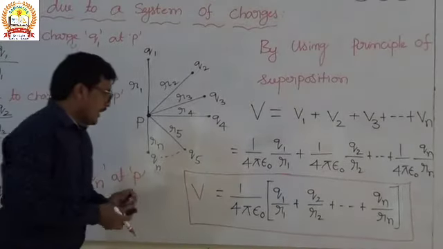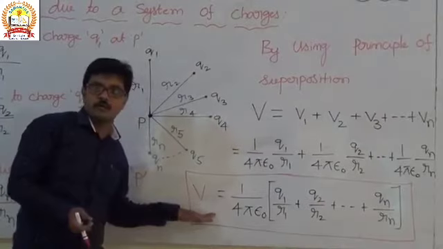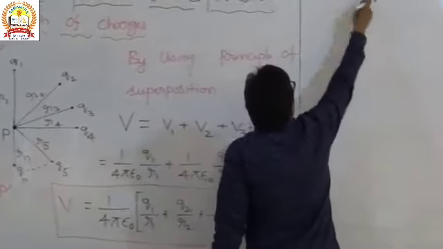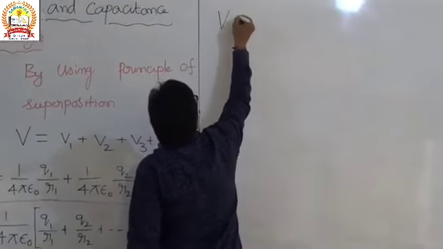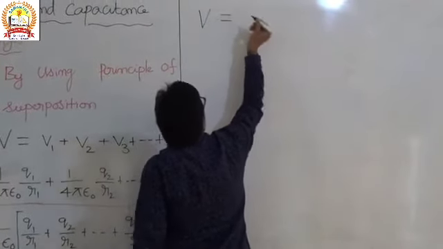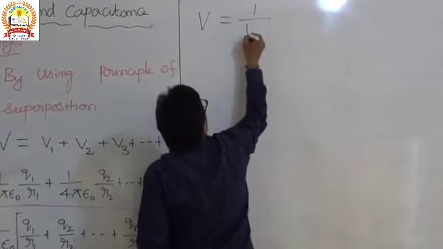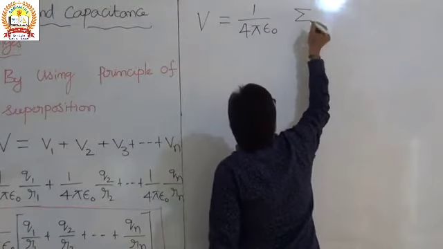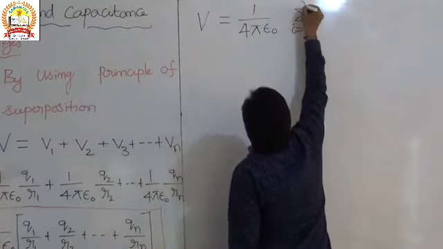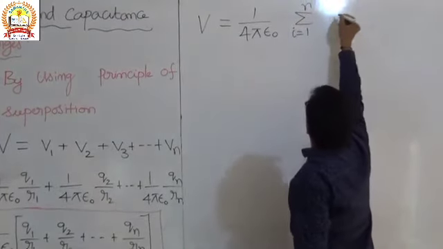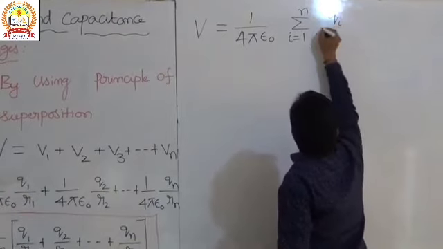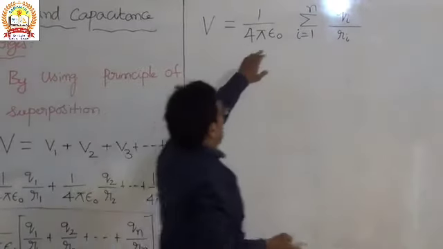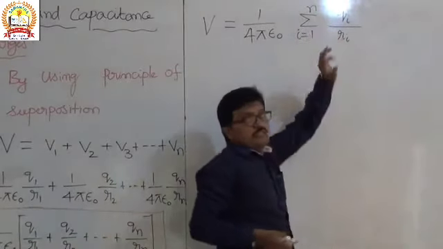This is the potential, and we will write the general form of the potential due to a system of charges: V is equal to 1 by 4 pi epsilon naught, sigma i equals 1 to n, of Qi divided by Ri. Here i takes values from 1 to n, and sigma indicates summation.